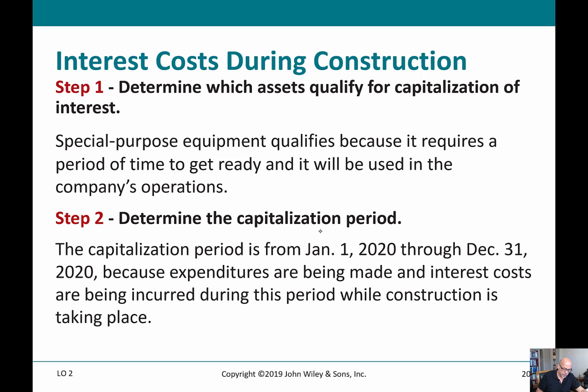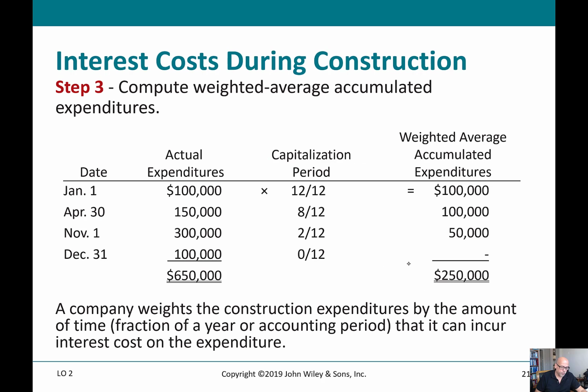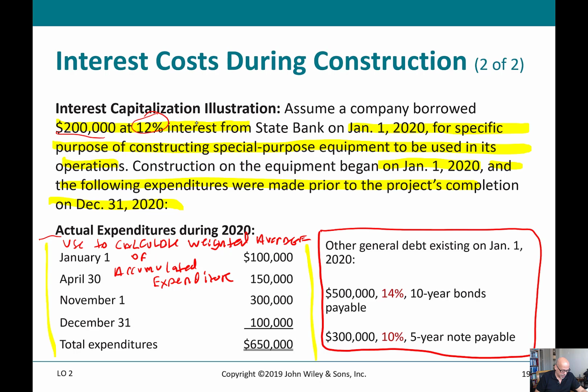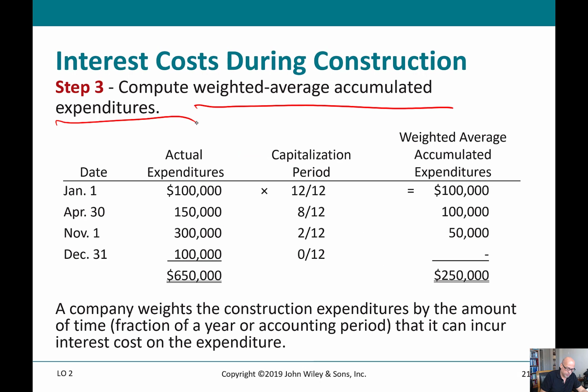So again, this is a qualifying asset. It's special purpose equipment. Determine the capitalization period begins January 1st. Now the weighted average of accumulated expenditures: we figure out how long the expenditures were outstanding. We had actual expenditures during 2020 of 100,000, and then we spent another 150,000. The 100,000 was outstanding the entire time. That additional 150,000, since we didn't borrow that until April, was only outstanding 8/12 of the year, so we apply 8/12 to that 150,000.